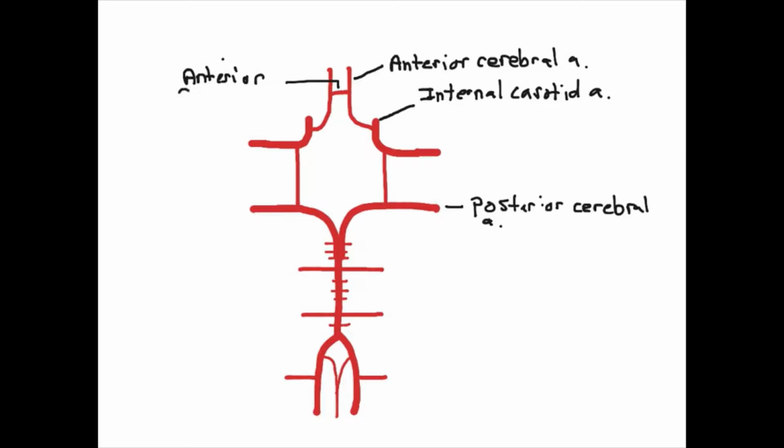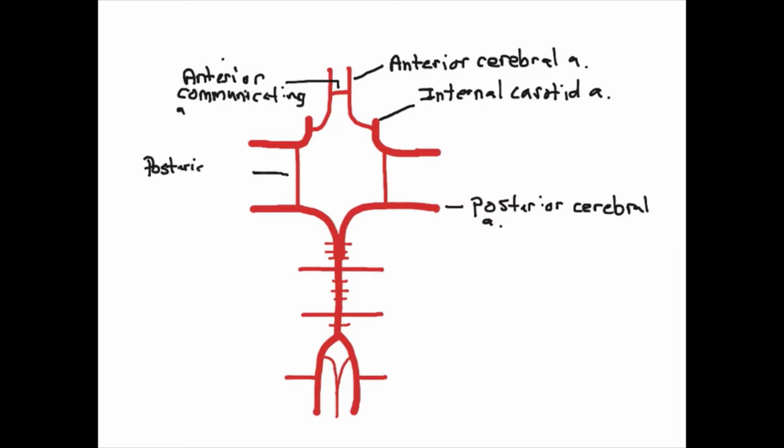Anterior communicating, a period artery. Anterior communicating. So if there's an anterior communicating, there must be a posterior communicating. Let's label them right here. The posterior communicating.